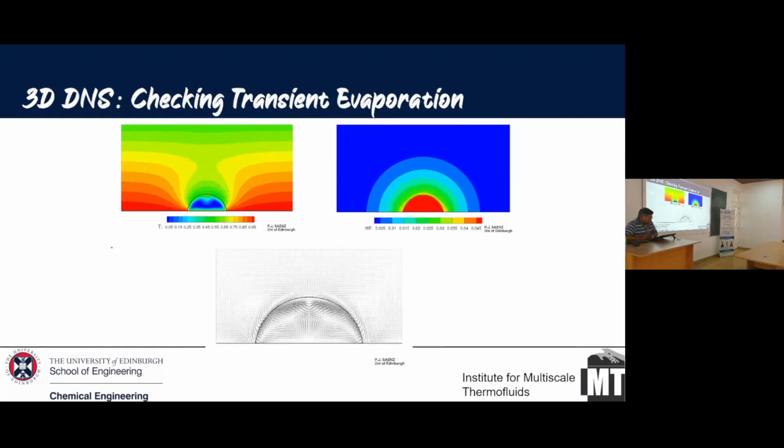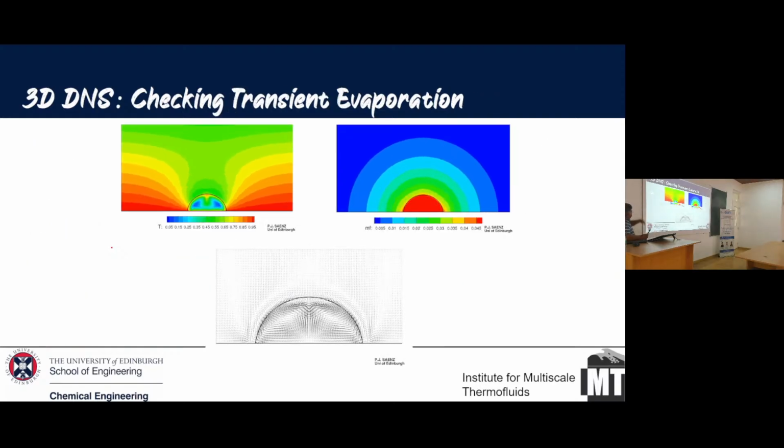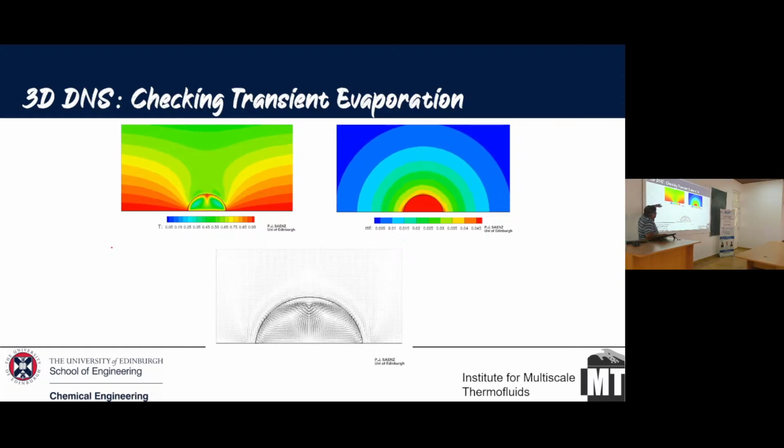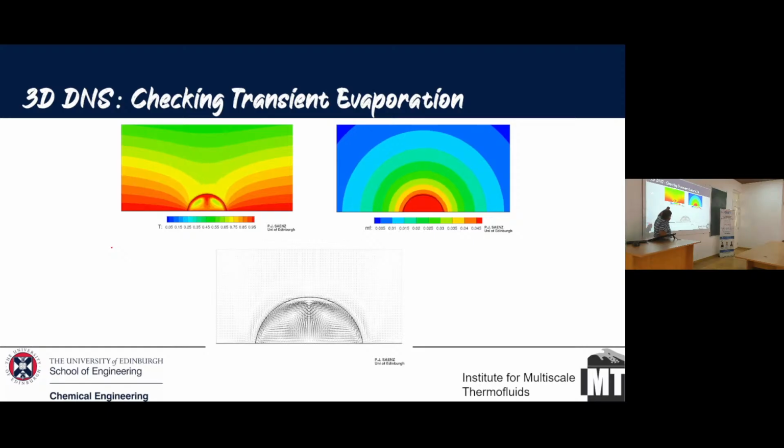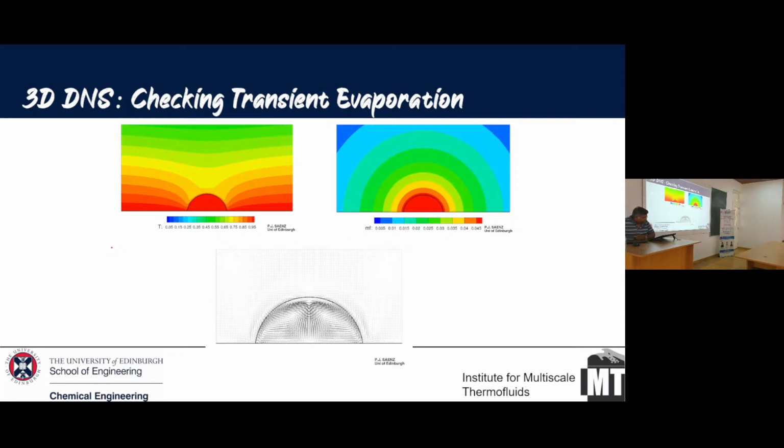So this is a check. This is basically a 2D snapshot of a 3D domain. This is a very simple case. We just want to check if your temperature profiles are correct, if your mass fraction profiles are correct, and if your velocity profiles are correct. We are okay with it. This is very similar to what is expected. But again, what we are here for is looking at 3D systems.